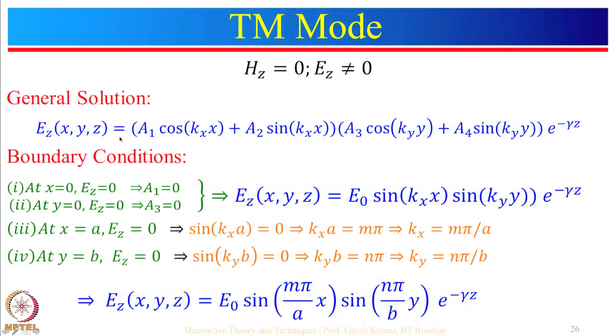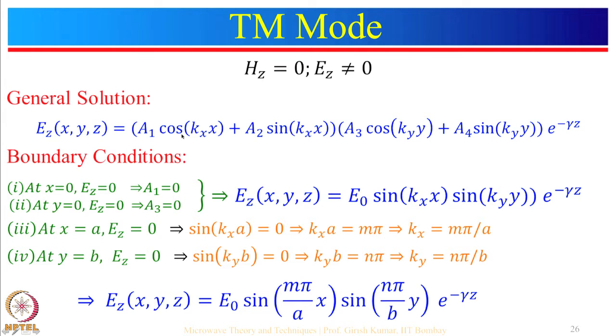So put x equal to 0 in this equation. So we will get a1 cos 0 plus a2 sin 0. Sin 0 is 0, cos 0 is 1. So we will get a1 into something. Now equate this to 0. So we will get a1 is equal to 0.